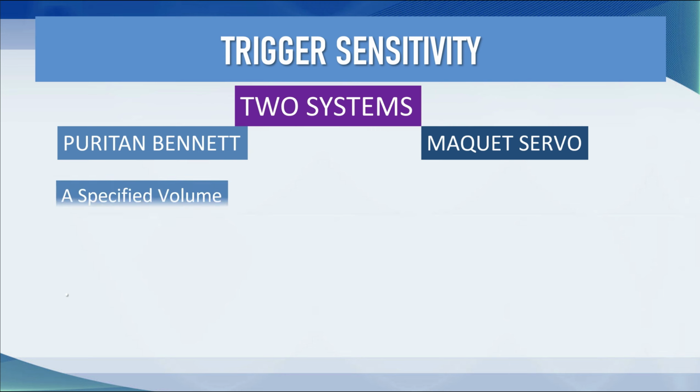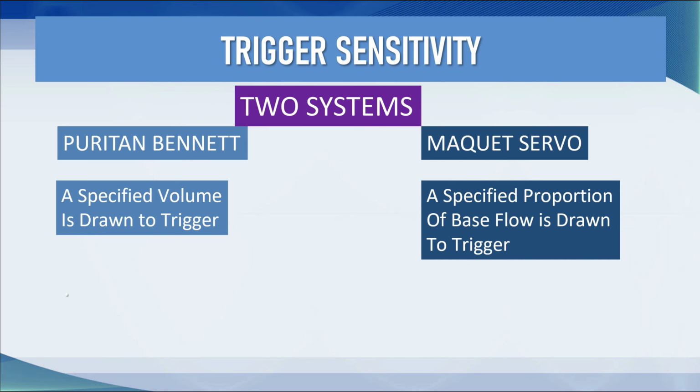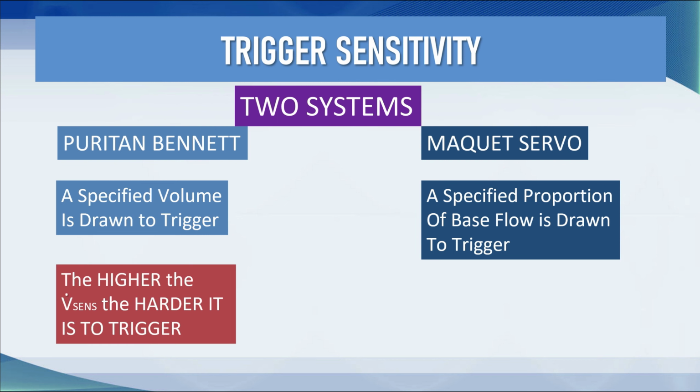In the Puritan-Bennett model, a specific volume of gas is drawn to trigger the ventilator. In the Servo model, a specific proportion of base flow is drawn to trigger. As a consequence, when you're looking at these ventilators, the higher the V-sense is set on a Puritan-Bennett ventilator, the harder it is to trigger.